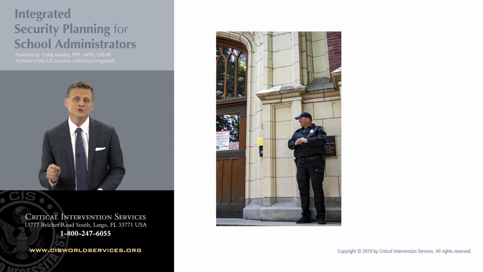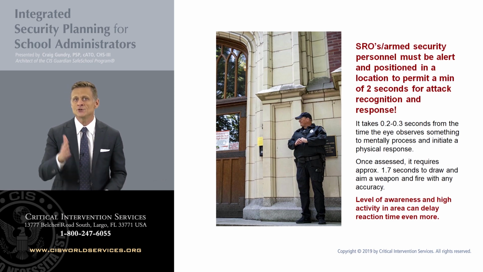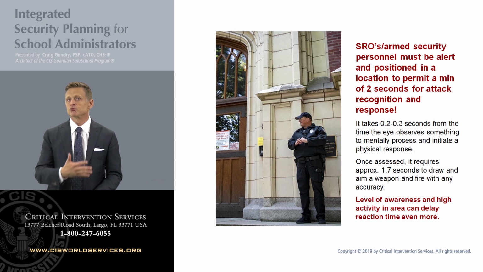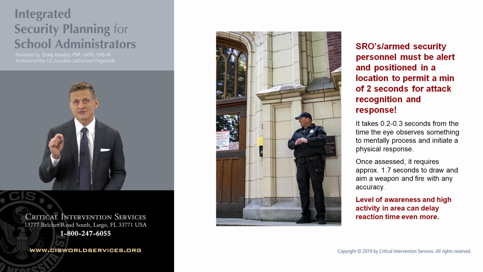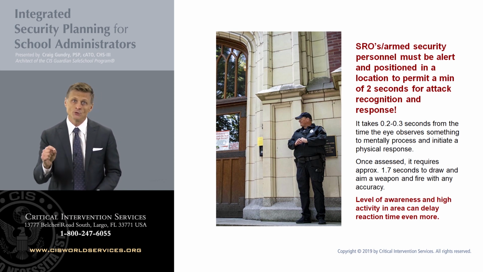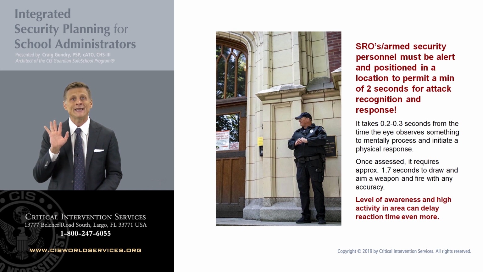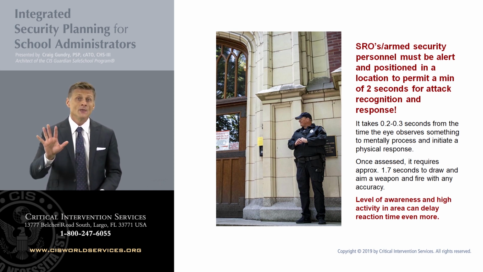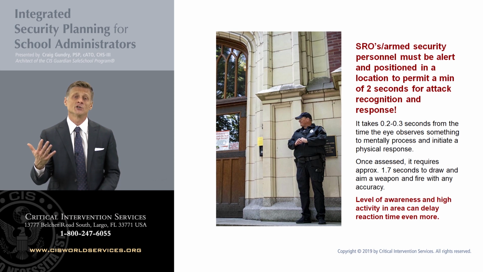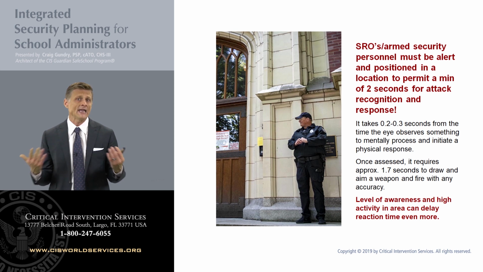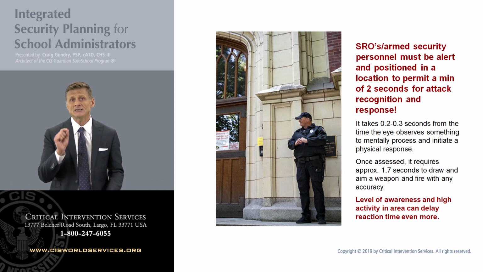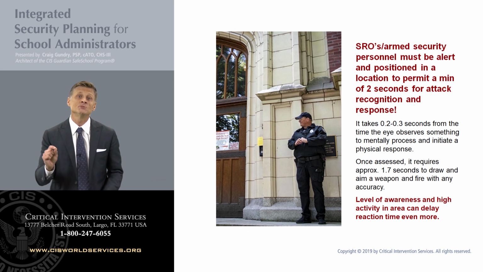Now, if you're going to assign an officer to a static location, that officer needs to be provided with a minimum of 2 to 3 seconds of opportunity to recognize a dangerous situation and initiate a response. This is because it takes the eye approximately 0.2 to 0.3 seconds to see something and the brain to process a response. Then, if it is an imminent threat situation, it requires 1.7 seconds for that officer to draw a weapon and aim and engage with any degree of accuracy. And keep in mind that the 2 seconds I just described is under optimal conditions.